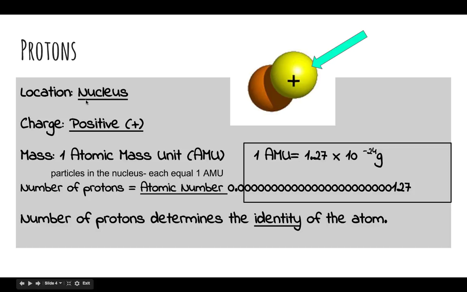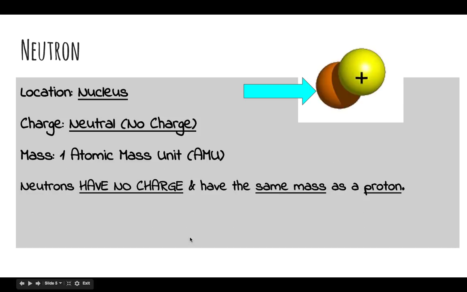So a proton, you need to know, is in a nucleus. It has a positive charge, and it's really small. It has a mass of approximately 1 AMU. The neutron is also located in the nucleus. It has what we consider a neutral or no charge. It also is about 1 atomic mass unit, or 1 AMU. Neutrons have no charge and have the same mass as a proton. Again, these are located inside the nucleus. So protons and neutrons are inside the nucleus.